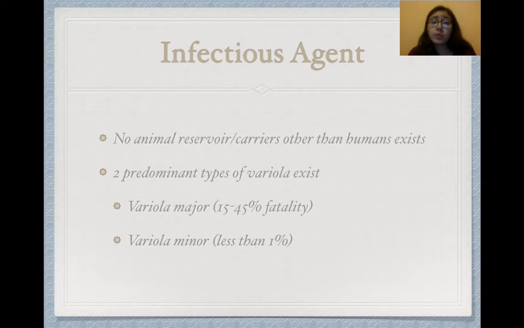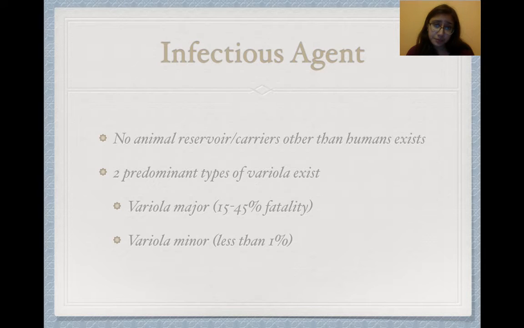So, no animal reservoir other than humans exists. Two different predominant types of variola do exist. There's variola major, which was much more common than variola minor, having up to a 15 to 45% fatality rate, so much more widespread. Variola minor was not seen quite as much. It didn't appear until later, in the 1800 to 1900s, and it only has up to a 1% fatality rate, even less than that.